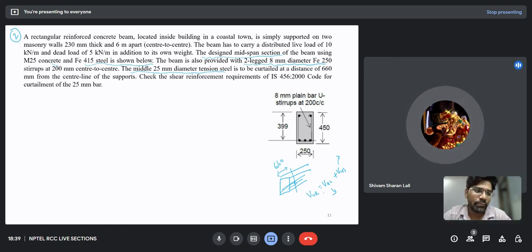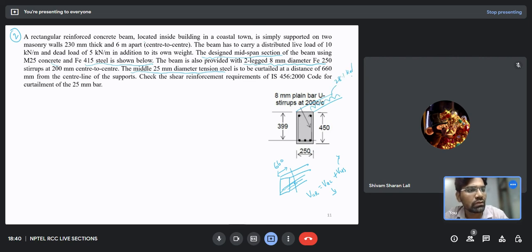I will have to check the percentage of steel, and based upon that percentage, I will again find VUC. Then I will check whether VUC added to VUS is at least two-third of the shear force coming from the top. The shear force can be calculated from the UDL, which was 28, as in the previous problem. So my shear resistance should be at least two-third of this shear force.